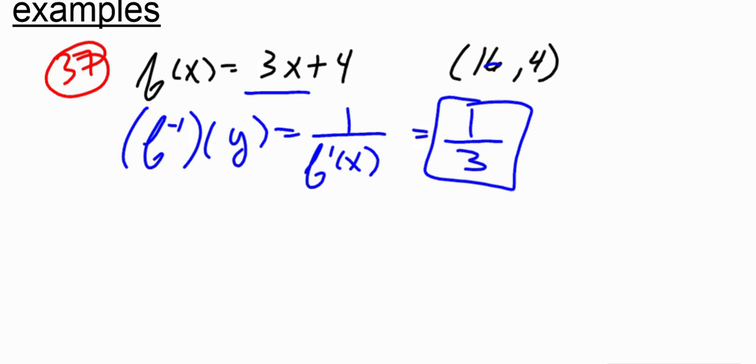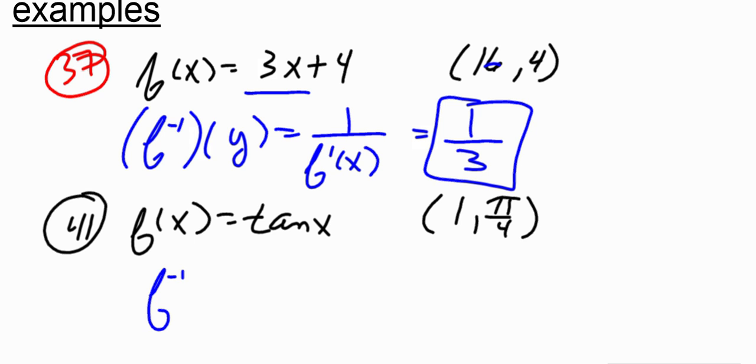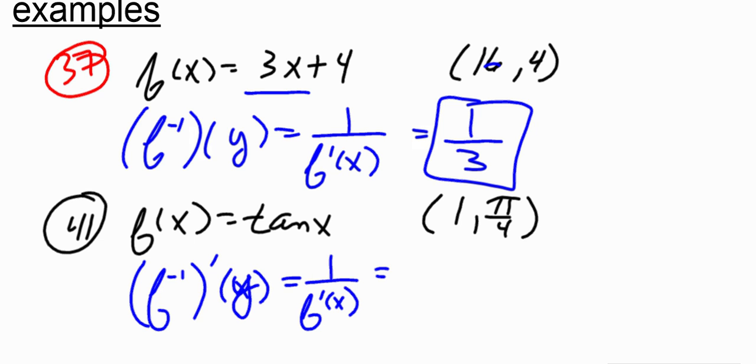Let's do another example, number 41. I'm going to be given this function, tangent x, and I want to evaluate it at the point 1, pi over 4. So from here, I can see that the inverse derivative, sorry, this should be y, should be 1 over the derivative of the function, which will be 1 over, the derivative of tangent is secant squared. But I'm going to evaluate it with respect to the y. So this is what I need to say.